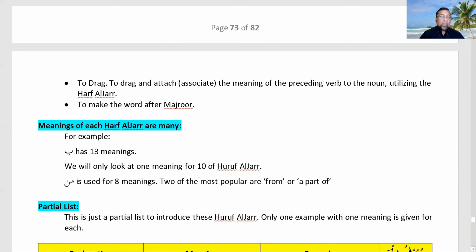Point I want to make is that each harf AlJarr has many meanings. It is not my lesson today to give you the details of the meanings of each of them. Inshallah, I will do separate presentations on these, especially the ba. And that is necessary to understand Bismillahir Rahmanir Rahim with all its potential meanings.